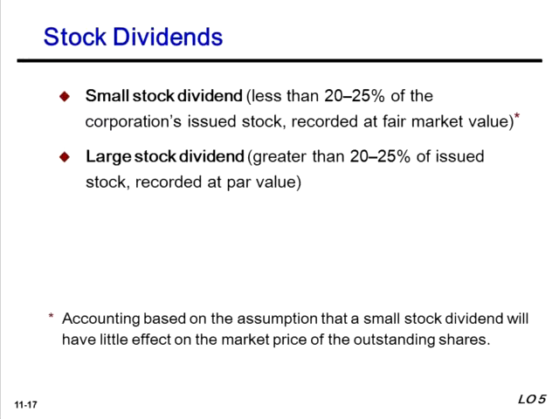There are small and large stock dividends. We are only going to focus on the small stock dividend. Don't worry about the large dividend. A small stock dividend is less than 20 to 25% of the company's issued stock recorded at the fair market value. That's important. If you look down below, it says accounting based on the assumption that a small stock dividend will have little effect on the market price of the outstanding shares.